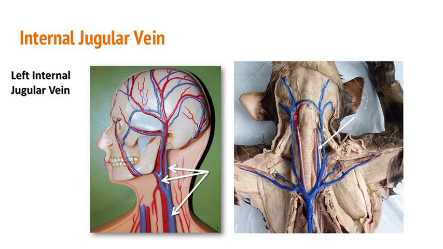It extends from the base of the skull to the sternal end of the clavicle, and its function is to drain the venous blood from the majority of the skull, brain, and superficial structures of the head and of the neck.